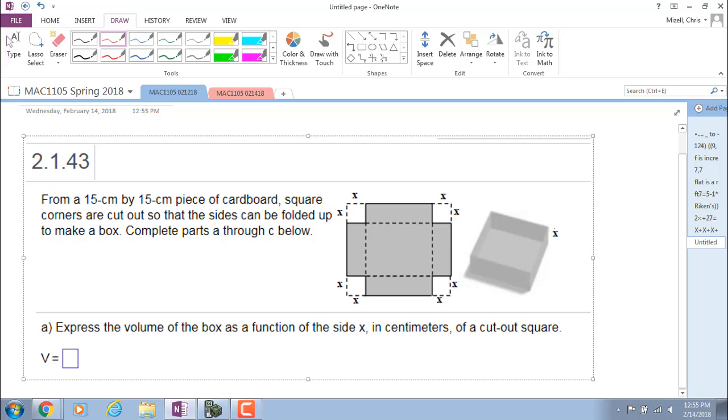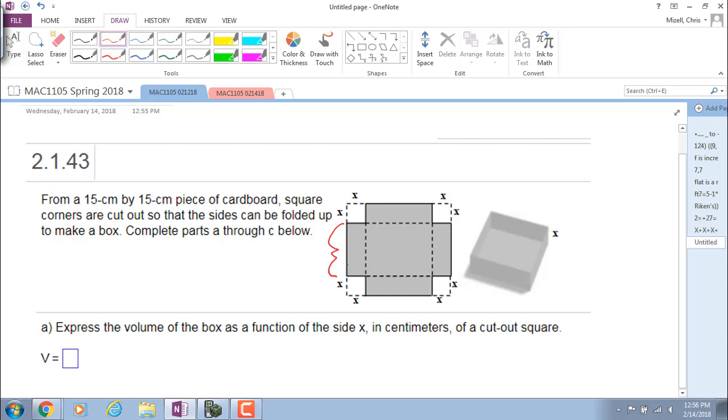Basically, you take that flap and you fold it up, and there's the height of X that you get from each of the flaps. I think this is going to be important in determining the volume of this box. If it starts out 15 feet long, and you take away one corner of length X and another corner of length X, how much is left on that side? 15, take away X, take away another X. 15 minus 2x.